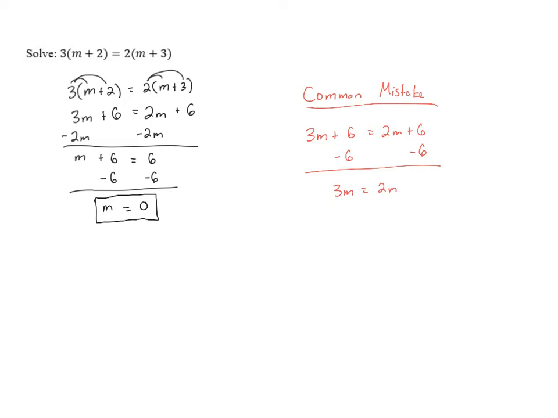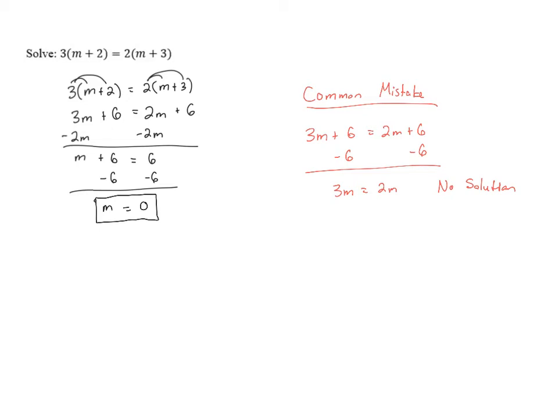And occasionally, a student will get here and say, oh, that can't be true. We know that 3m is not equal to 2m. They think that it's a contradiction because 3 doesn't equal 2, and then they say that there's no solution. So the mistake is when a student says no solution here.